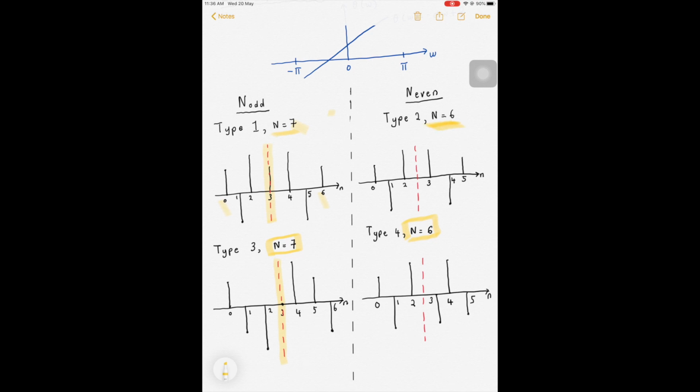For even length, for example N equal to 6, the sequence is from 0 to 5. You imagine you fold the sequence and then you can see the symmetrical line. The symmetrical line value is at n equal to 2.5. Same goes to type 4. It is in between 2 and 3, so the value is at n equal to 2.5.